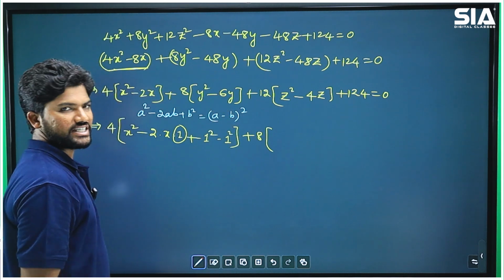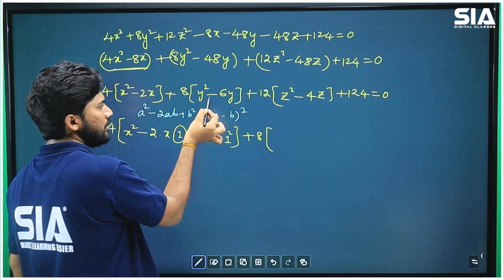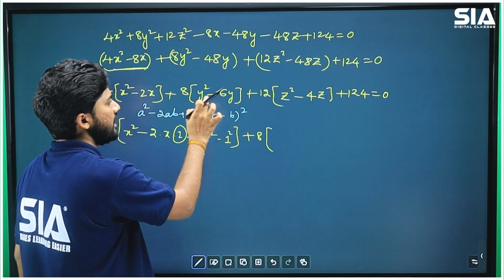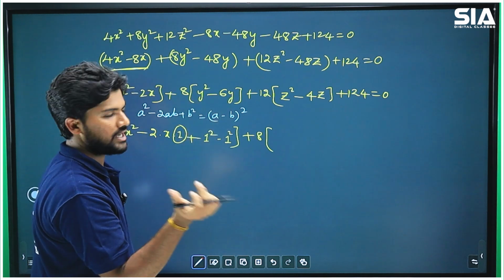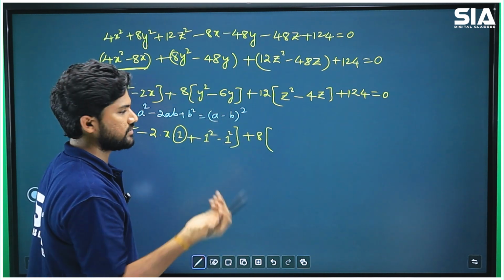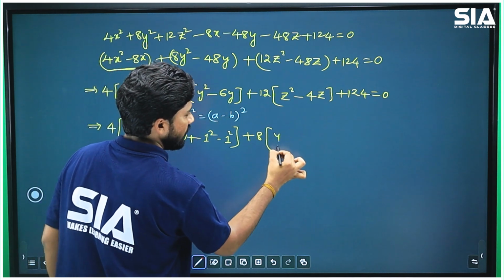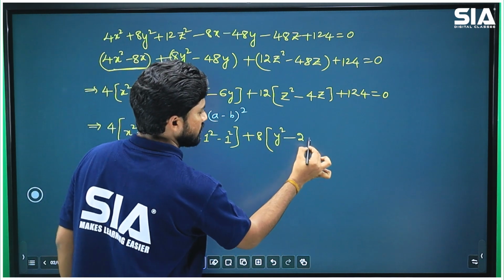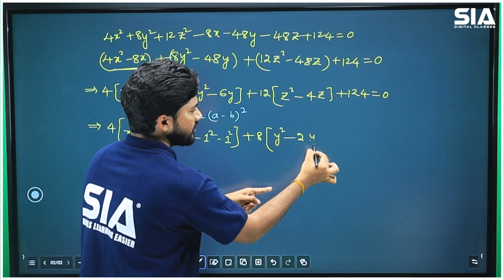Y square minus 6y. Okay, so see, in between if you get a minus symbol, you have to convert into a minus b whole square. In between two terms, if you get a plus symbol, you have to convert into a plus b whole square. That is the logic. Y square means a square, minus 2ab. Here the 2 stays as 2, and a means y.